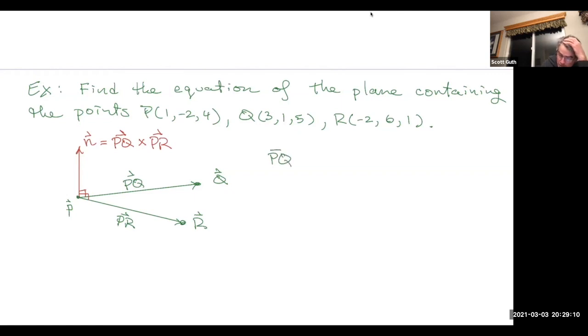is Q minus P. Remember, always the end minus the start. So this would be 3, 1, 5 minus 1, negative 2, 4. So 3 minus 1 says 2. 1 minus negative 2 is 3. And 5 minus 4 is 1. 2, 3, 1.